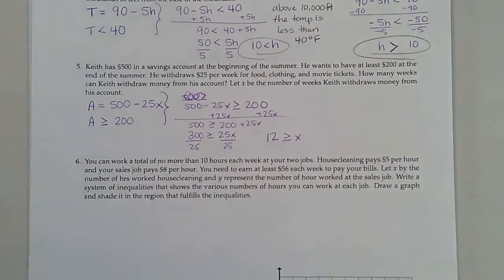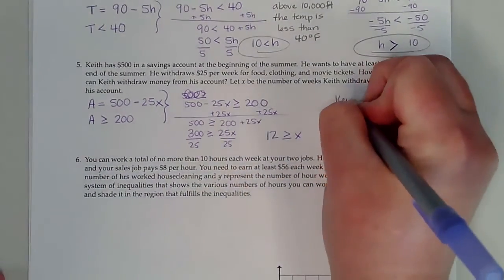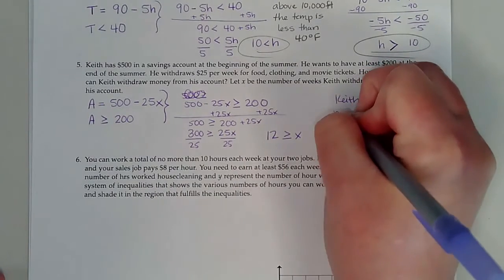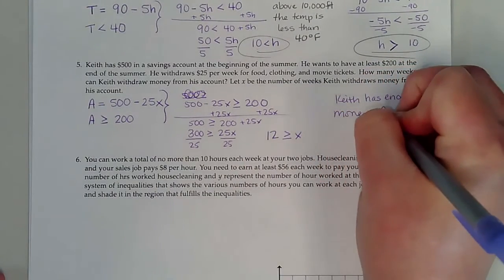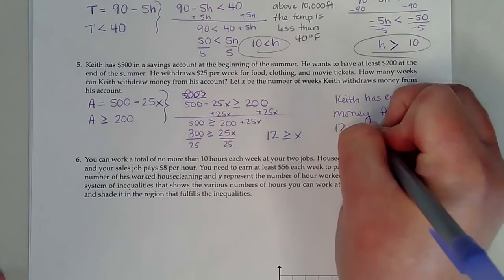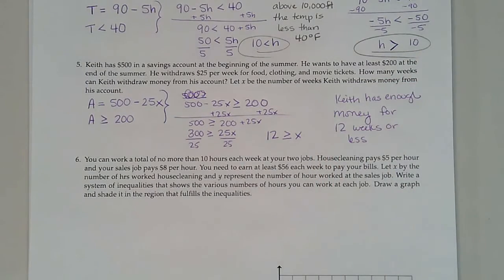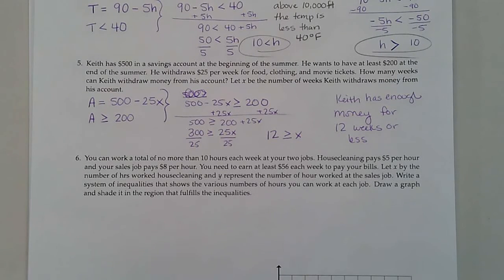So what that means is Keith has enough money for 12 weeks or less this summer in order to end up starting the fall semester with $200 in his account. If you're still struggling with some of these inequalities and solving them, there are some optional videos that you can watch that go with the next page.